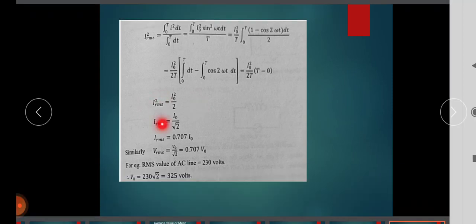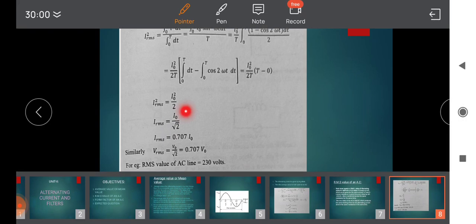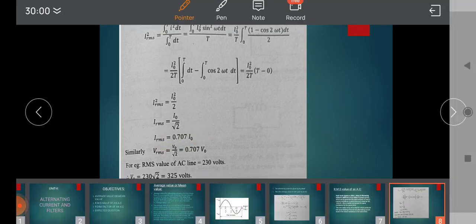Then next, take the square root on both sides of the equation. Here I RMS is equal to I naught divided by square root of 2. Here 1 divided by square root of 2 means 0.707 into I naught, where the RMS value of the current is equal to 0.707 into I naught, where I naught is the peak value of the current.